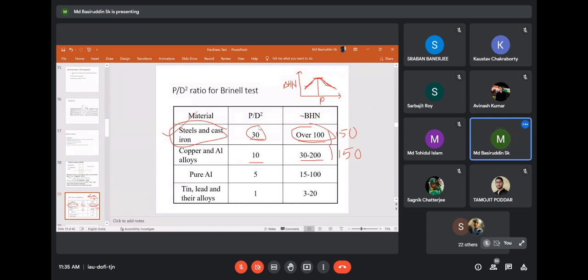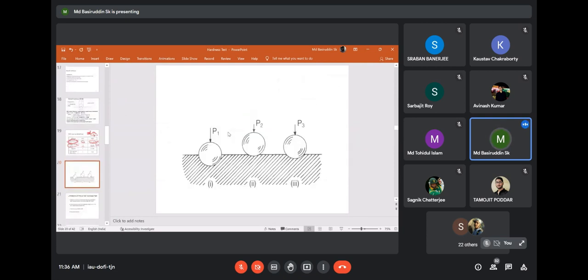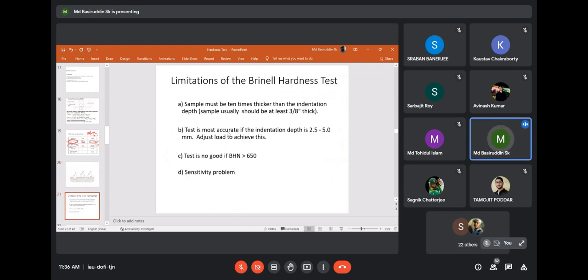Here also, if you find out the BHN number, it will create some confusion. That is why you cannot compare the hardness by looking at the BHN number. You need to choose another testing process. But you can compare the hardness by seeing the BHN number if you evaluate only soft materials or only hard materials, means you have to compare harder with harder and softer with softer material. But you cannot compare hardness by seeing the BHN number when choosing both soft and hard materials. It is not possible. So for that, you have to go for another testing process.